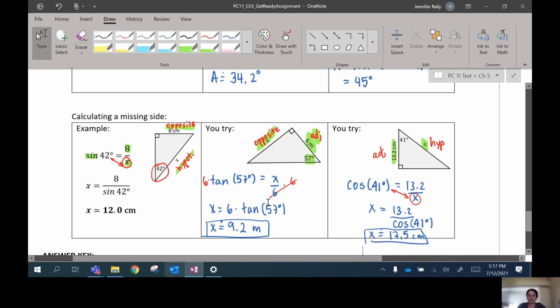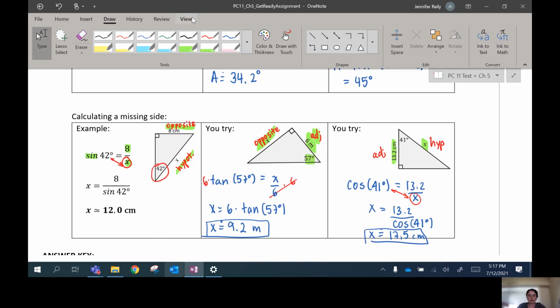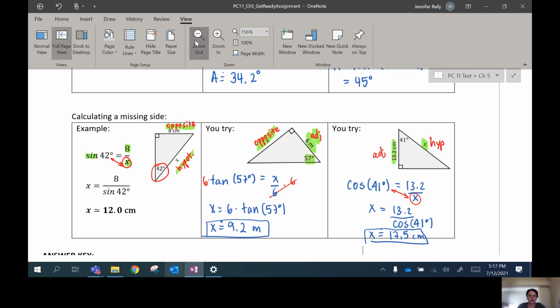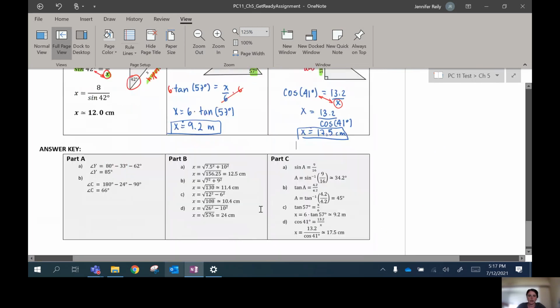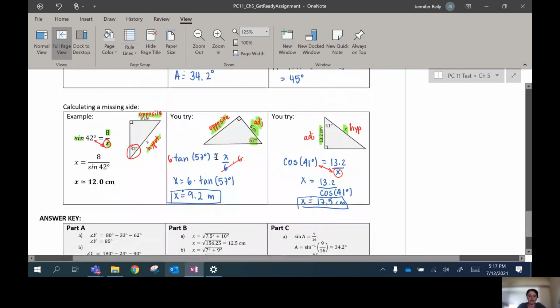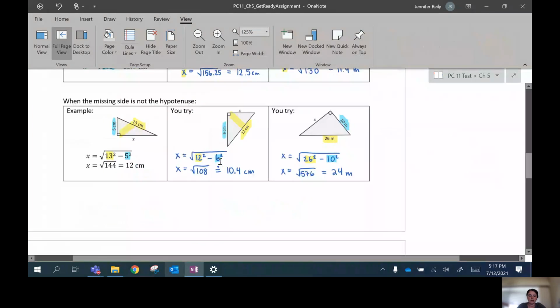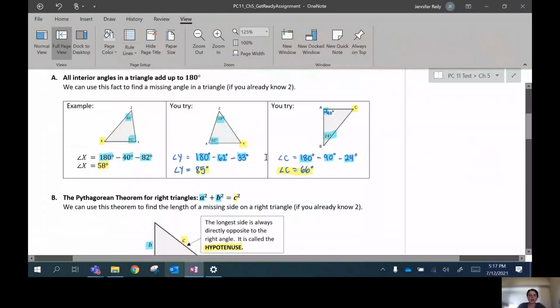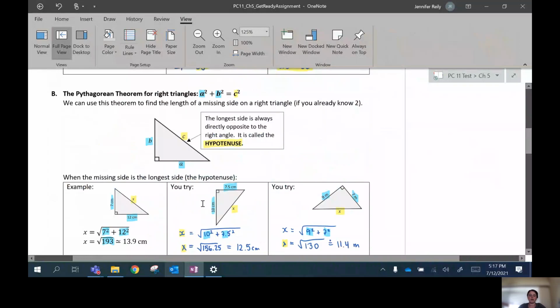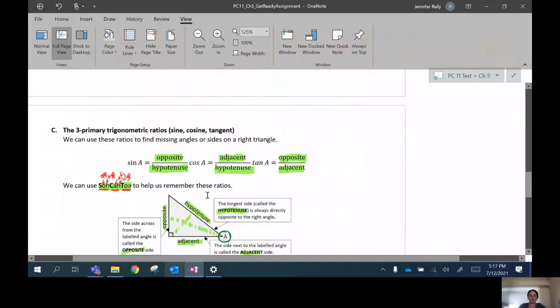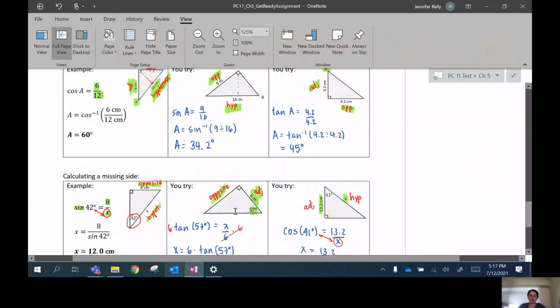Okay, and then if you did this by yourself, you can check your work down here as well. The answer key is there. Okay, so that's the end of the review get ready assignment. So 3 skills you need to know: that the angles in a triangle add to 180, how to use the Pythagorean theorem, and how to use the 3 primary trig ratios.